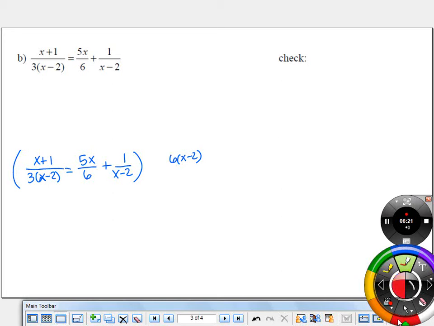Now remember, we're not going to make a common denominator. We're going to use this amount to multiply to each term, hoping to get rid of or cancel the fractions so we can solve a simpler equation. So I'm going to multiply by 6 times x minus 2 in each term.